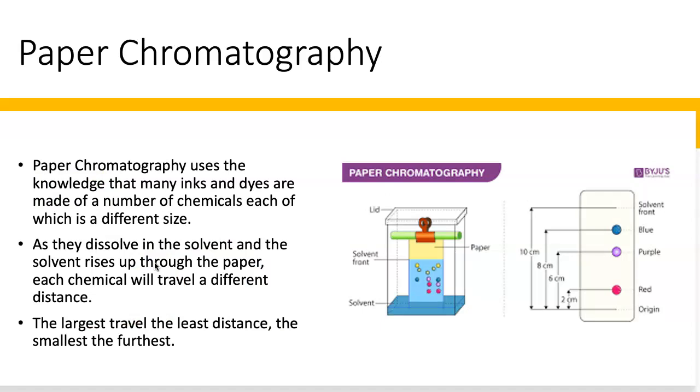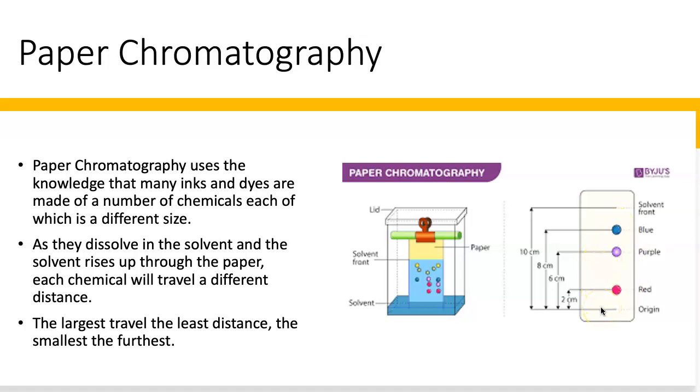Paper chromatography also uses the idea of size. In this case, this is where our ink was put on the piece of paper. Hopefully you did this last year. This coloured pen is made up of three inks: red ink, purple ink, and blue ink.